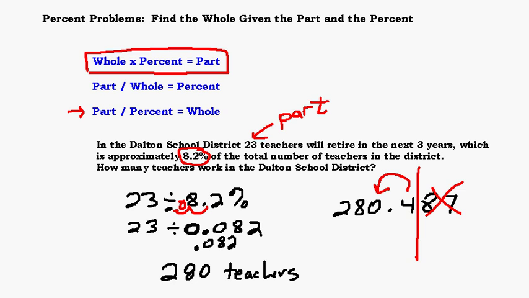Does this make sense? Well, if I had 280 teachers and 8.2% of them were retiring, would that be about 23 teachers? Let's think about what we just talked about with the 10%. 10% would be a good estimate of 8.2%. It's going to be close. What would 10% of 280 be? Remember, when you do 10%, you just move that decimal over. So if it was 10% of 280, it'd be 28 teachers. But it's a little less than 10%. It's 8.2%, which is less than 28 teachers, about 23 teachers. This answer makes sense, and you always want to see if your answer makes sense. Use your common sense along with your formulas and all the other math techniques that you know.